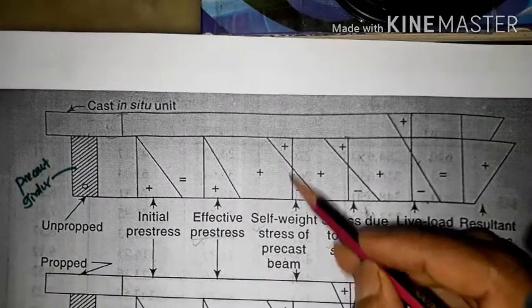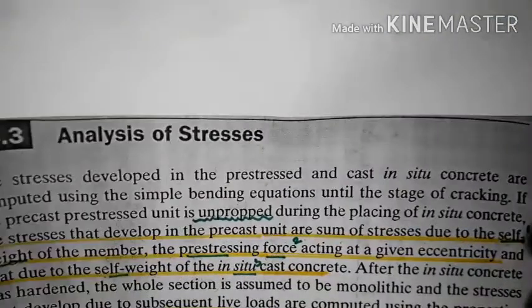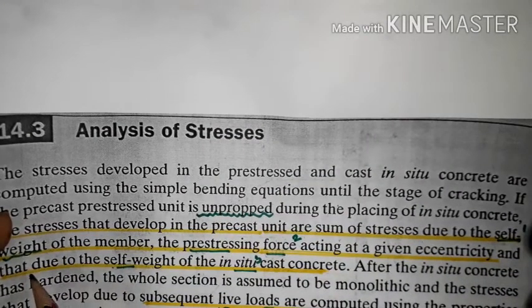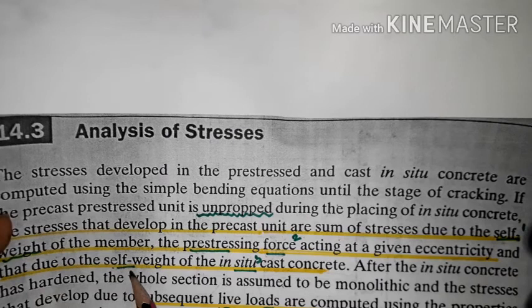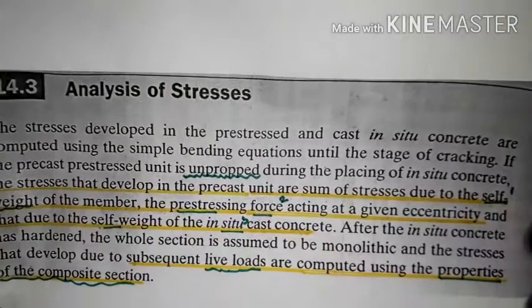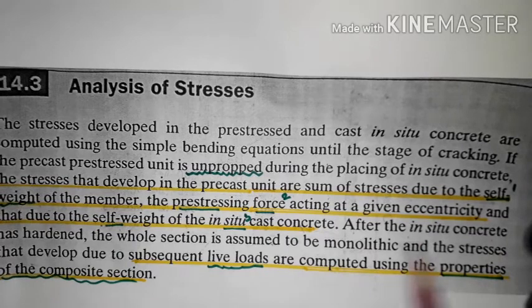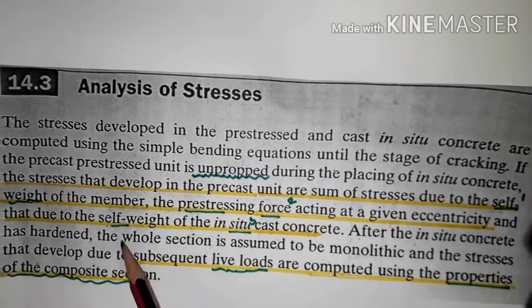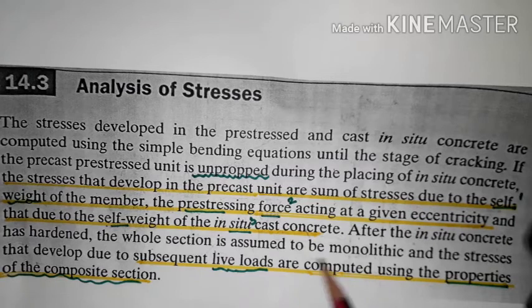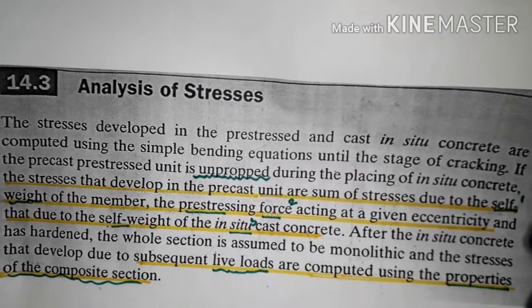So one by one we will see. Then the third one is the stresses due to self-weight of cast in situ concrete. So this is due to cast in situ concrete. Okay, and see, this is important now. After the in situ concrete has hardened, the whole section is assumed to be monolithic, and stresses that develop due to live load are computed using properties of the composite section.